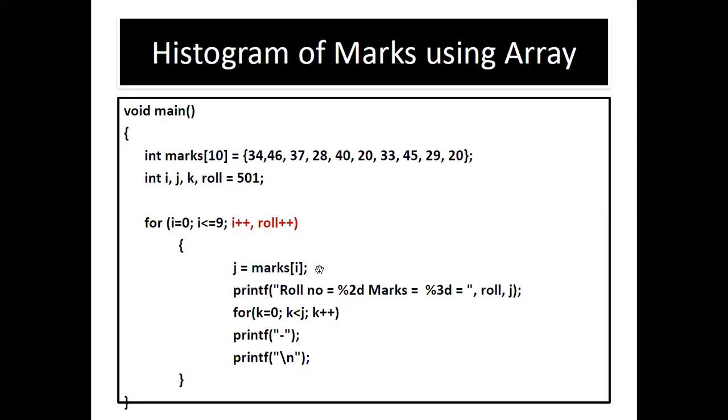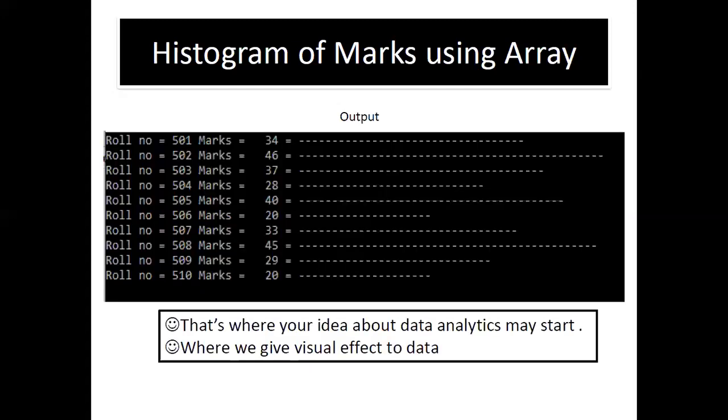So this zeroth marks is going to be sent to J, and I am going to create now a for loop for k is equal to 0. K is already initialized as an integer. For k is equal to 0, k less than j and k plus plus, I'm going to print a bar line for your marks. And let's see the output.